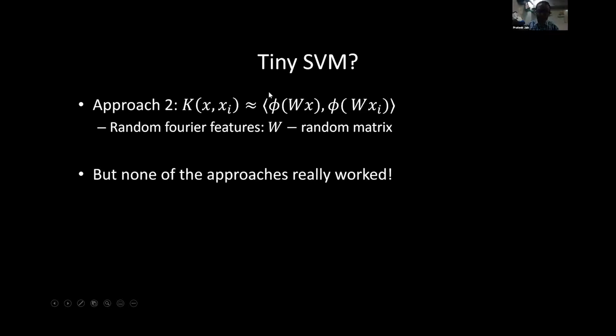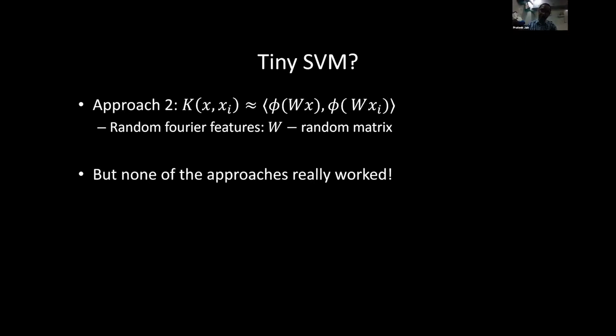That is, can I write it as an inner product of some features of data point x and data point x_i, right? And here there was amazing theory which said that if you have a Gaussian kernel, then you can just take W to be a random matrix, and that will work like a charm. That is, it will approximate this kernel function up to whatever accuracy you want. And because you are able to approximate this kernel function very well, you will be able to get very good accuracies.